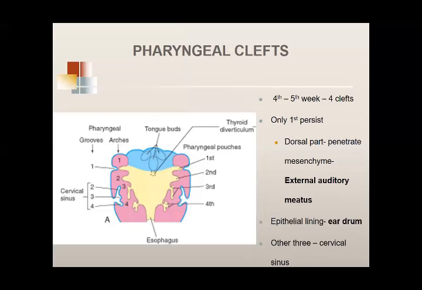Okay. Now we come to the pharyngeal clefts. You know that by the 4th to 5th week, you have about 4 clefts.